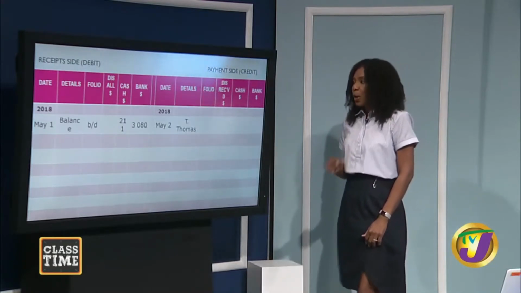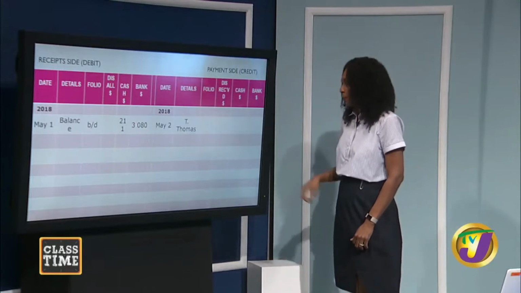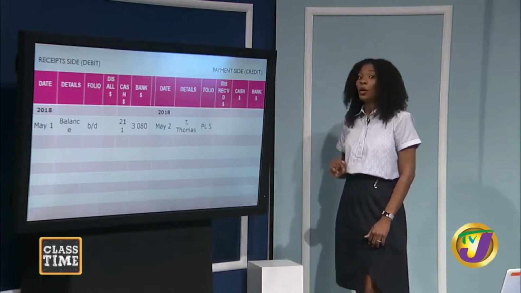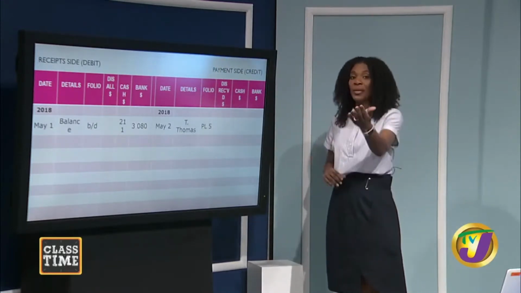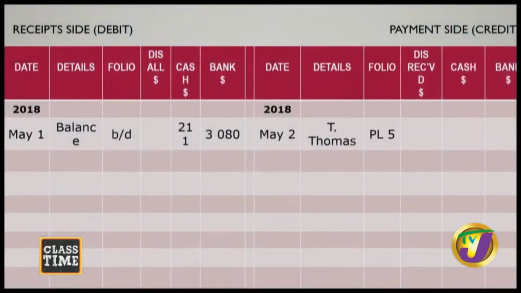In the details, we're going to put T. Thomas. In the folio, we will put PL. And PL stands for purchases ledger. Yes, good. Remember, all our creditors' accounts are found in the purchases ledger. Then you notice I have a 5 beside it. I made it up. It's a page number. What I'm simply saying here is that when we go to the purchases ledger on page 5, we will see T. Thomas account, T account.